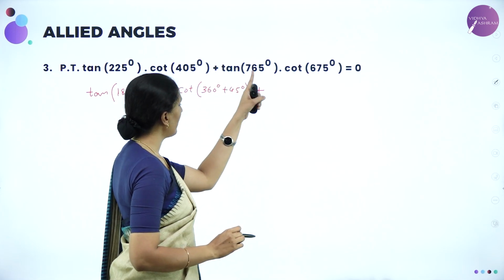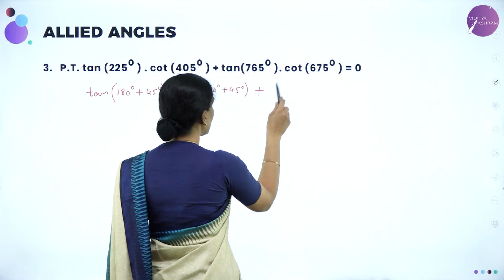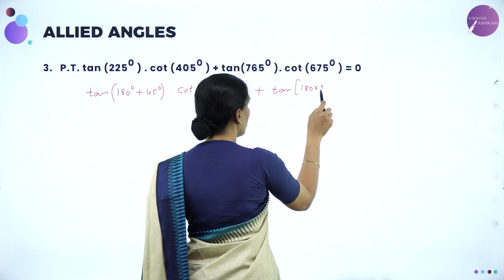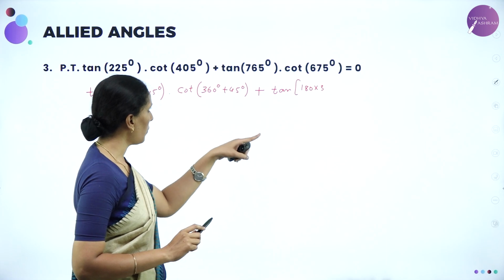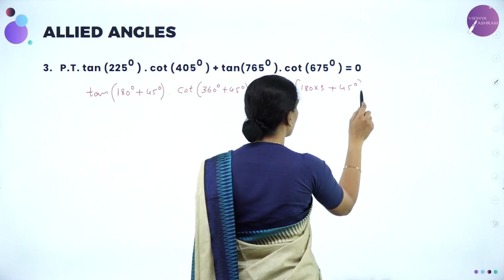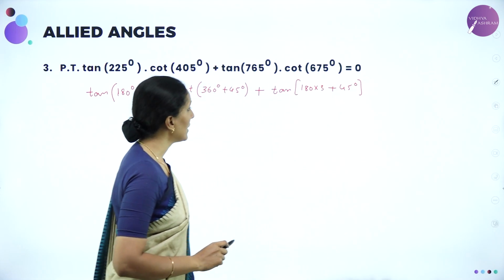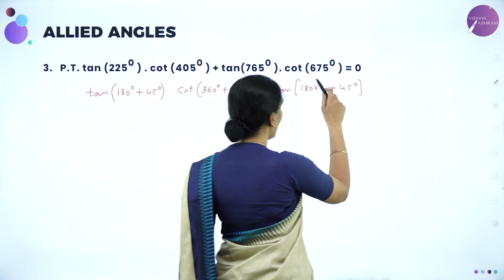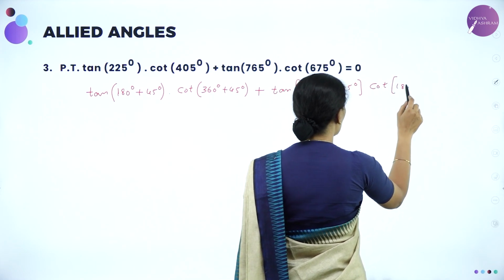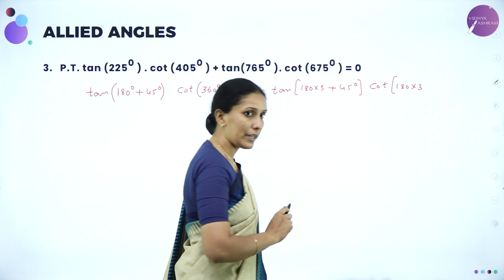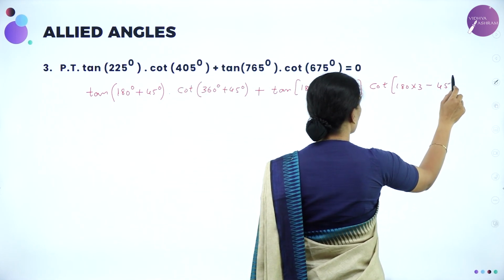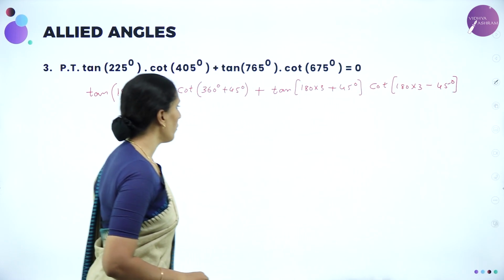Next we have tan 765. This can be written as tan (180 into 3 plus 45), because 180 into 3 becomes 720, and to get 765 we add 45. The last one is cot 675. Again, this can be written as cot (180 into 3 minus 45), which is 720 minus 45. So this is how we will express them.